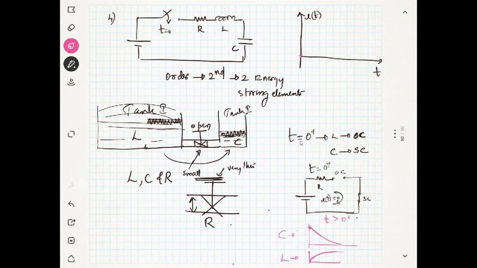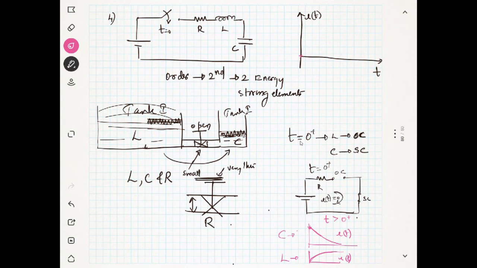So who is charging now? Who is having more energy now? Who is losing energy? Yes, the inductor is having current. Actually, this is the current response. So the inductor is having increasing energy, and it is taken from the source.